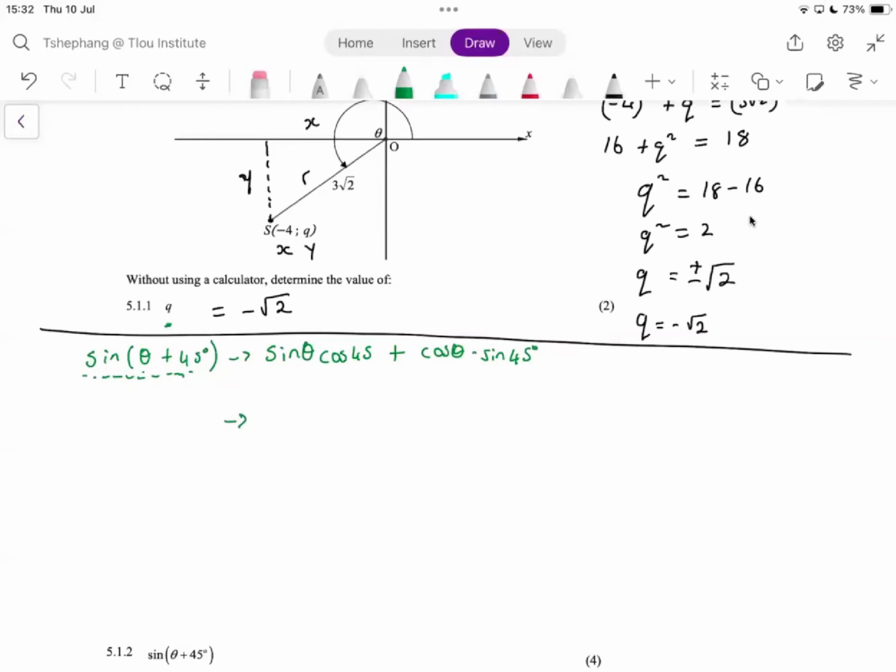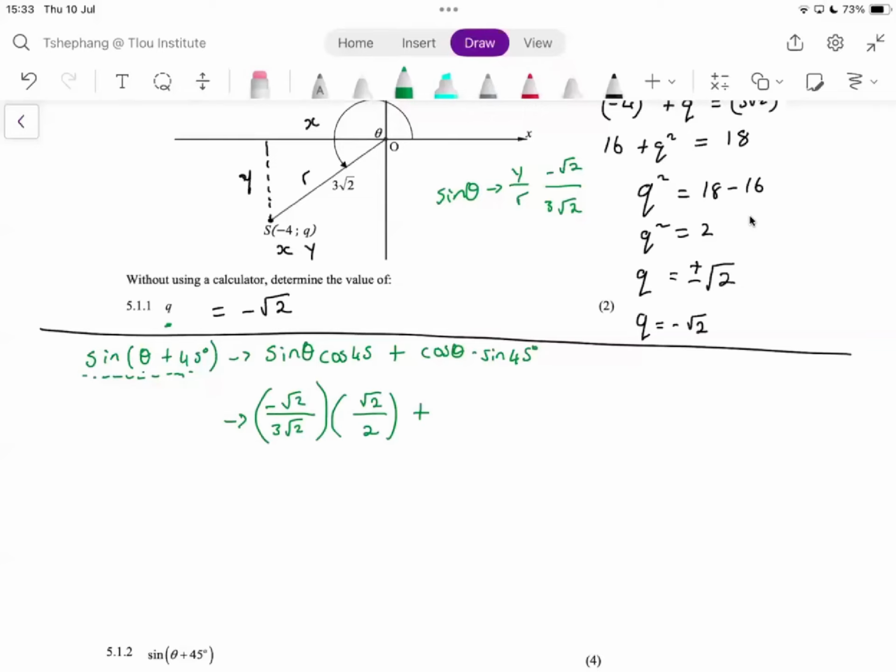Now, sine of theta. What do we know about sine of theta? It becomes what? Y over r. But what is the y value? The y value is negative root of 2. And what is r? R is 3 root 2. And just like that, that is the value of sine. Let me start substituting what I have. This is negative root 2 over 3 root 2 in brackets. Open brackets again. What is cos of 45? We know that is root 2 over 2. It is a special angle.